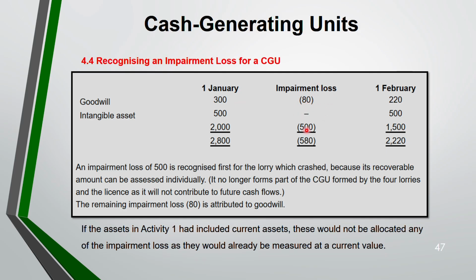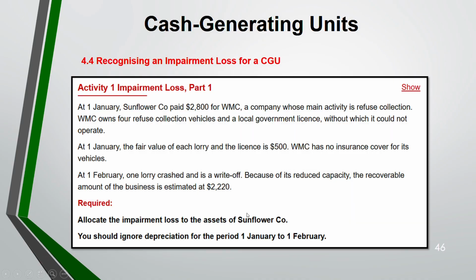Now you see, if the assets in activity 1 had included current assets, this would not be allocated any of the impairment loss, as they would already be measured at current value. If it was a current asset, you cannot allocate any of the impairment loss against it. This is a non-current asset, that's why you're able to do it. They already told us that on 1st Feb, your recoverable amount is 2,220.